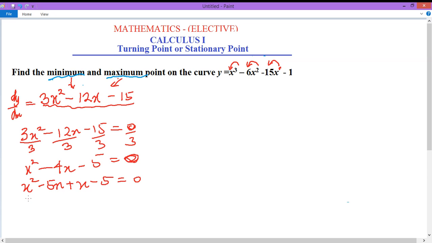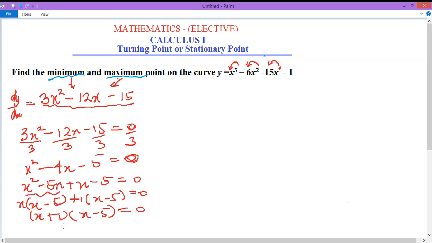We factorize the first portion first, this side. We have x minus 5, with x factorized out. Then here, I'll factorize 1 out, x minus 5, completing my factorization. So (x plus 1)(x minus 5) is equal to 0. Good. This implies the values of x are -1 and +5. Good.